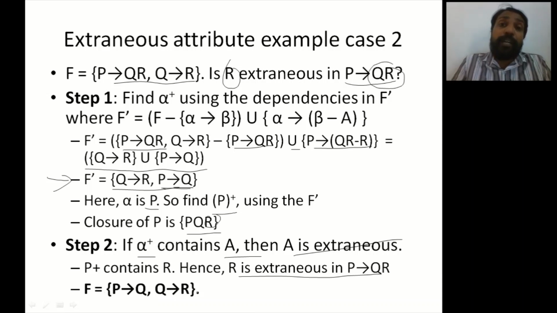So in this way, you can remove extraneous attributes from functional dependencies, from the left hand side and RHS. But in the case of cover, we have to deal only with the left hand side extraneous attributes. So we will see what that means.